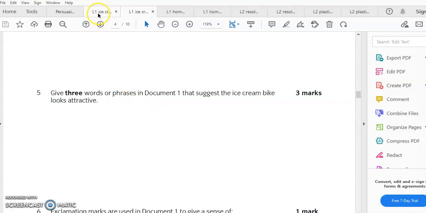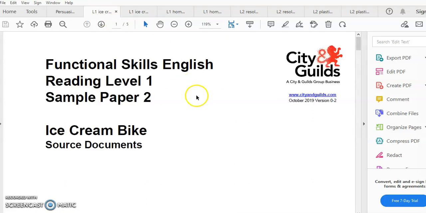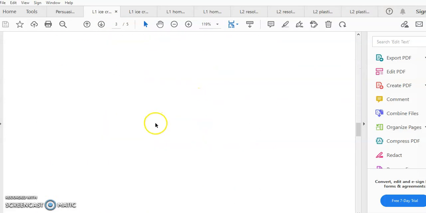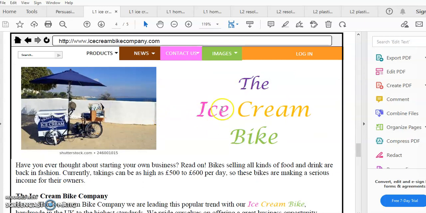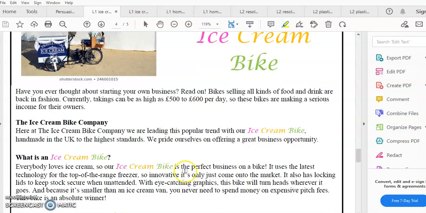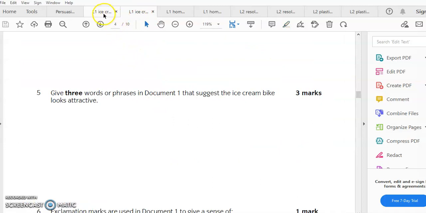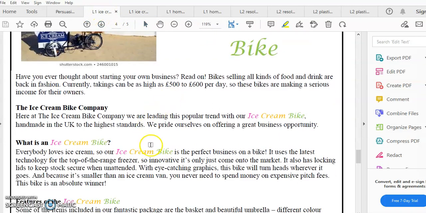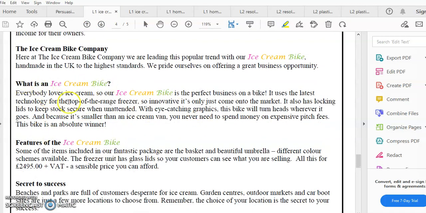So you actually start off in a very similar way as you would with Level 2 really. What you do is you start by reading, and you're not necessarily looking for a particular label here. You're just looking for words and phrases. So remember, a phrase is a short section of words, like 2, 3, maybe 4 words. Okay? And we need words or phrases here, and again specifically, that suggest the ice cream bite looks attractive. So what is an ice cream bite? It looks to me like along here, this is the bit that we're looking for.